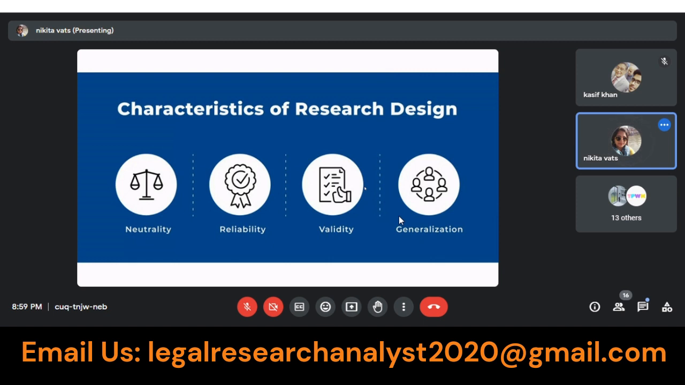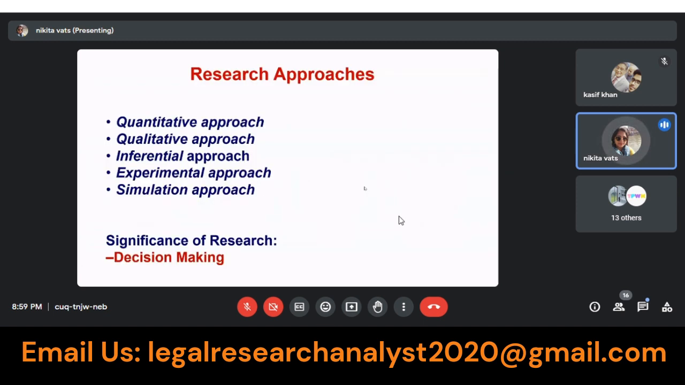Okay, so these are the research approaches. Before we started this session, we were talking about whether you should go for an interview, a survey, or expert opinion. So we'll be talking about all the research approaches that you can undertake for your research. First is a quantitative approach. I'll be talking about all these in detail. Qualitative approach. Inferential, we have talked about a lot.